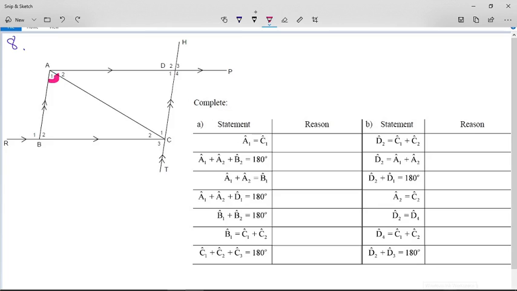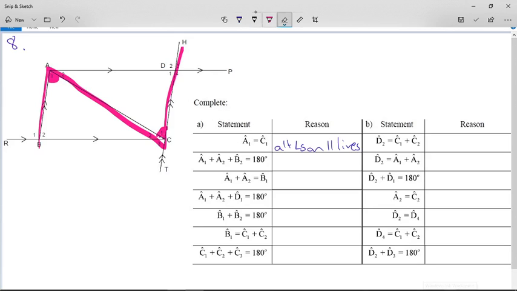It says A1 is equal to C1. What is my reason? Well, can you see parallel line, transversal, parallel line? It's making a zigzag. These are alternate angles on parallel lines.